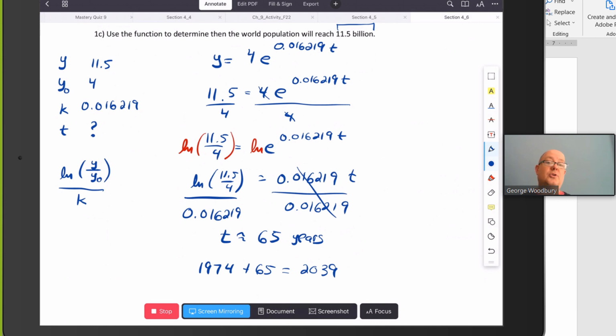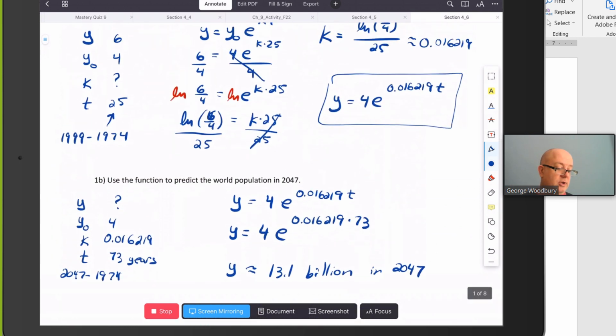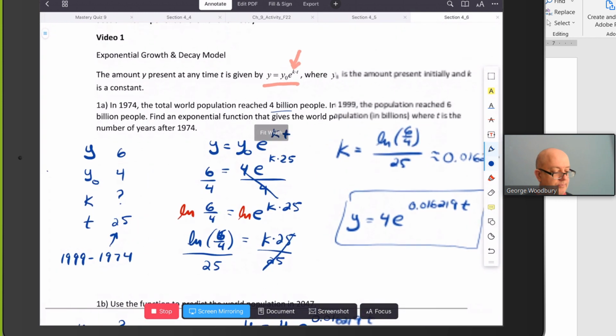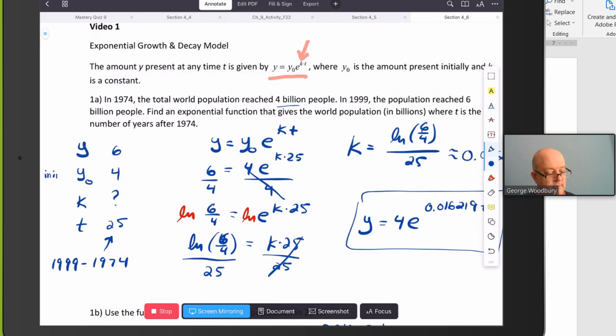That's it for this one. We'll move on to a different type of problem in the next video. But again, remember the strategy that we used here: we try to find the model first, and we use an initial value, y sub 0, and then we use a second value and a second amount of time to figure out what k is. Then once we know k, we can use that model to solve for either y or t. If we're given half of that pair, we can find the other half.